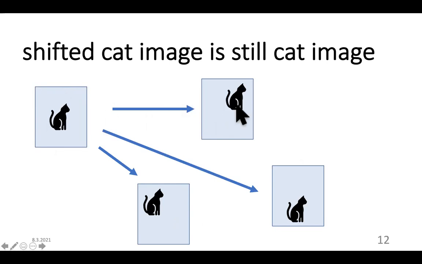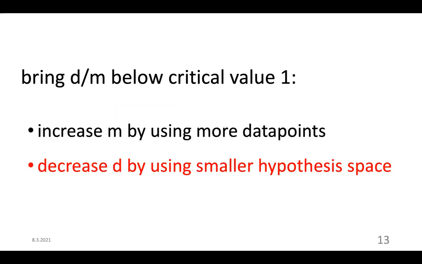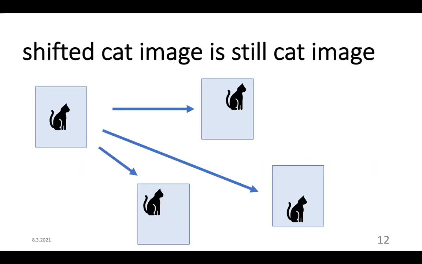If you shift it around a bit, it's still a cat image. So you see, we can use some symmetries or transformations that don't change the content of an image or the label value to create more data points. This is called data augmentation, and it is very convenient in Python. This is one line of Python code to multiply your data set by 3, just by applying 3 different shifts of the images.